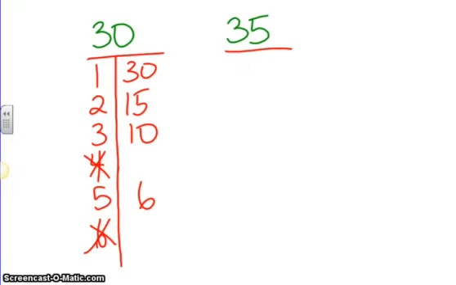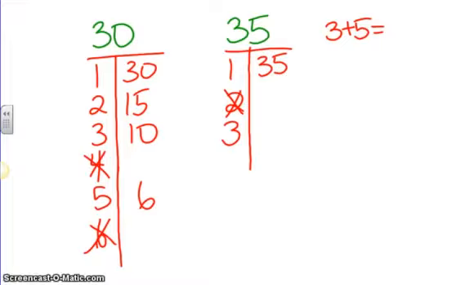Then I have to list the factors of 35. 1 and 35, 2 and 2 does not go in there. So we know that 2 doesn't go in, so we look at 3. Well, how do I see if 3 goes in? Because I don't know my 3's all the way up to 35. Well, I know my 3 rule. Let me add my digits. 3 plus 5 is 8. Does 3 go into 8? No. So 3 does not go into 35.